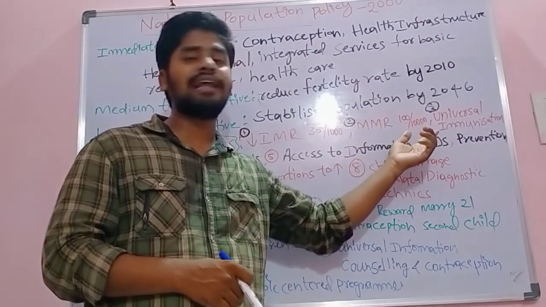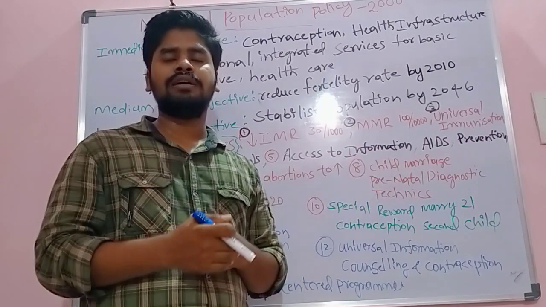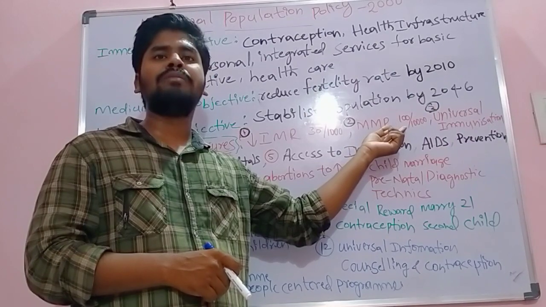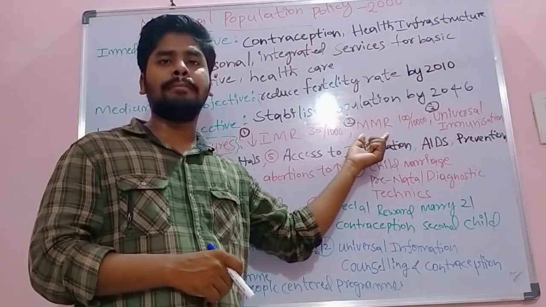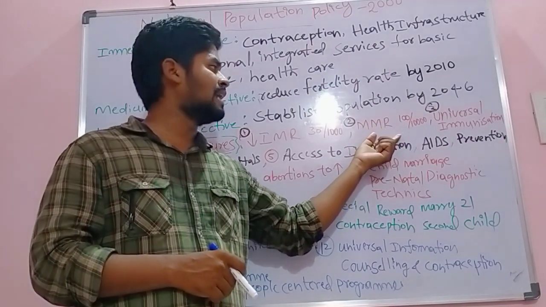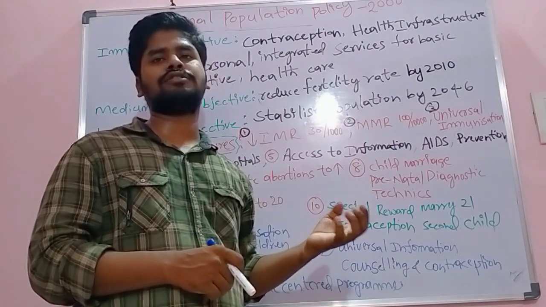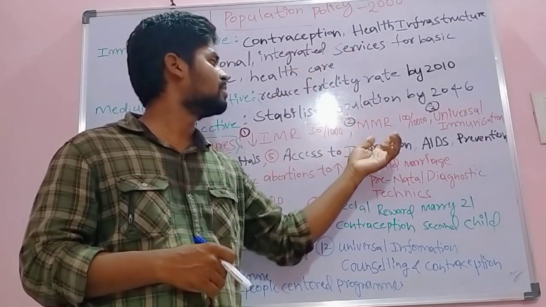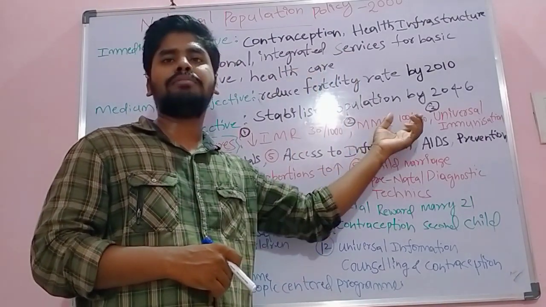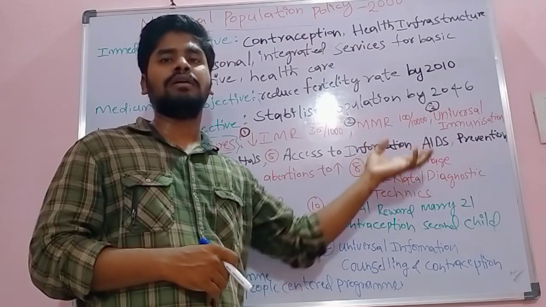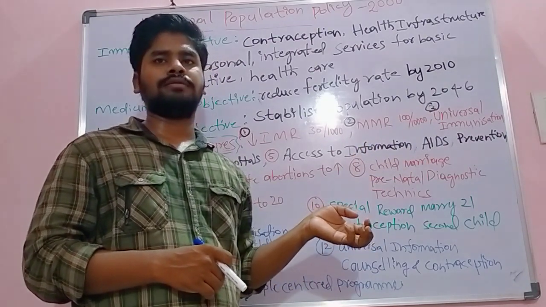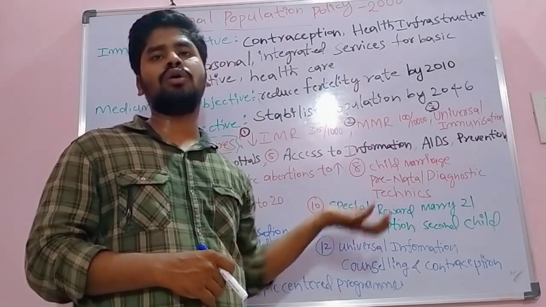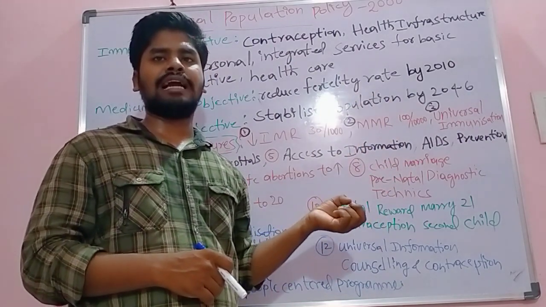Out of every 1 lakh live deliveries, how many women die? Right? That's what the maternal mortality rate is. So it has to be decreased. Based on the 2000 national population policy, the maternal mortality rate has to be below 100 per lakh mothers, right? That's what has to be decreased. It has to be below 100.